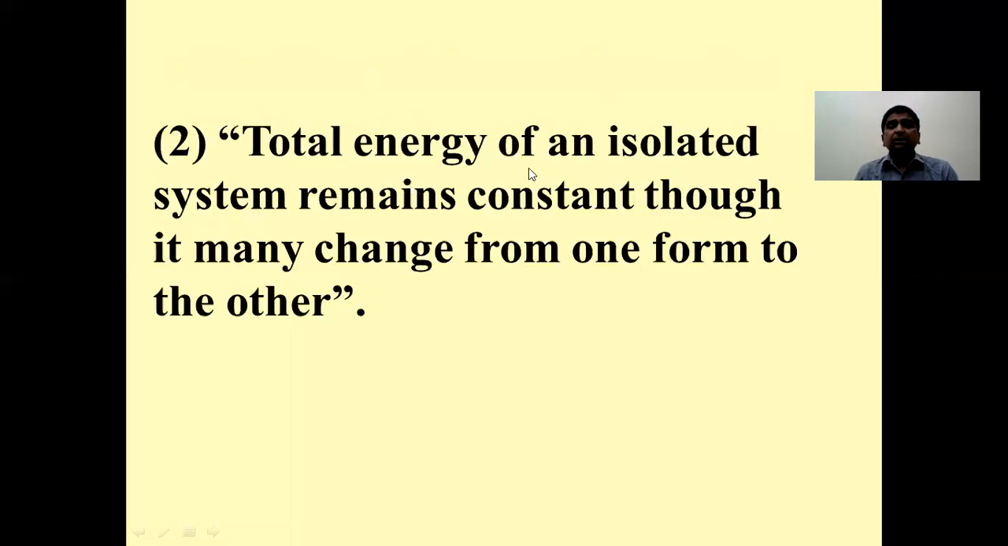Now, what is an isolated system? This we have seen previously. An isolated system is a system which can neither exchange energy nor matter with its surrounding. That is called an isolated system. So, according to the second statement of the first law of thermodynamics, total energy of an isolated system remains constant, though it may change from one form to another.